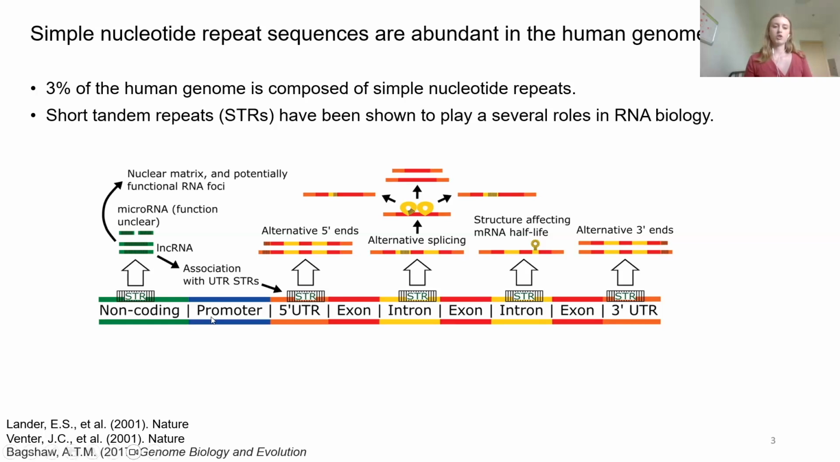And these are often referred to as short tandem repeat sequences, and they have been shown to play many roles in RNA biology despite their simple composition. They play roles all throughout mRNA processing, where they can alter where transcription or translation starts, or change how these mRNAs are processed through things like alternative splicing, or maybe they have structures that could affect how mRNAs are processed within the cells and affect their half-lives, how long they can exist, or where the mRNAs end.